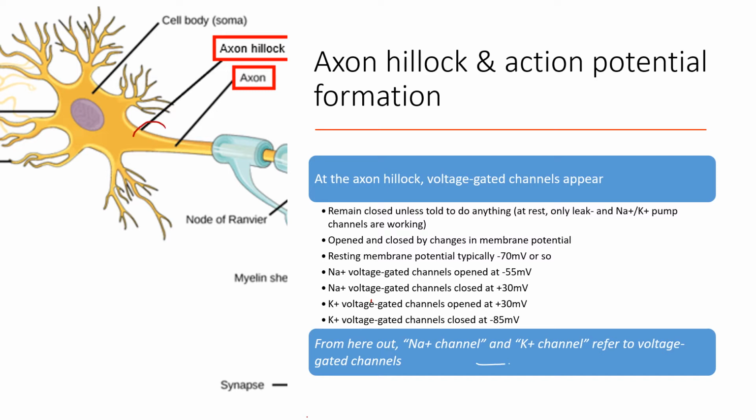Once a strong enough signal hits the axon hillock, different voltage-gated channels will open or close based on the change in charges. If the plasma membrane at the axon hillock gets to minus 55 millivolts, there's been so much depolarization happening with neurotransmitters binding that you've brought it from minus 70 to minus 55, your sodium gated channels will open and allow sodium to rush back into the cell.